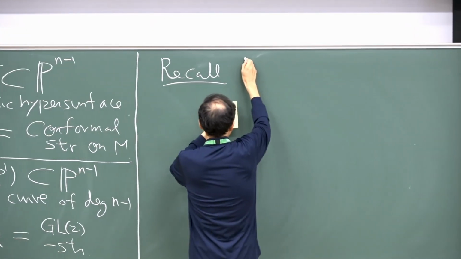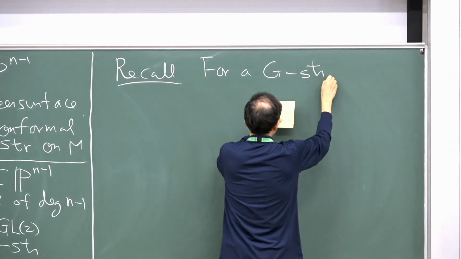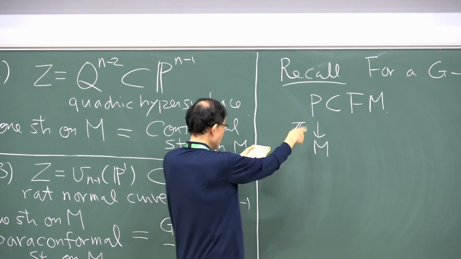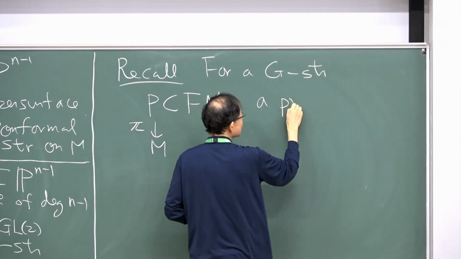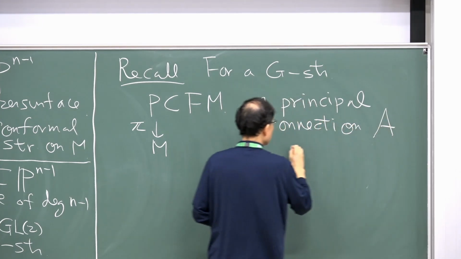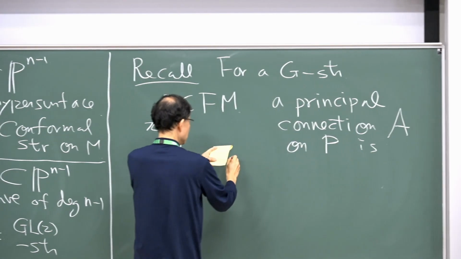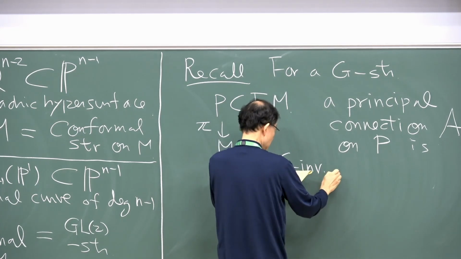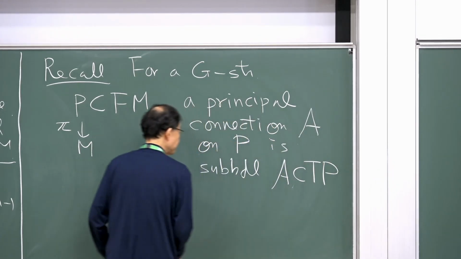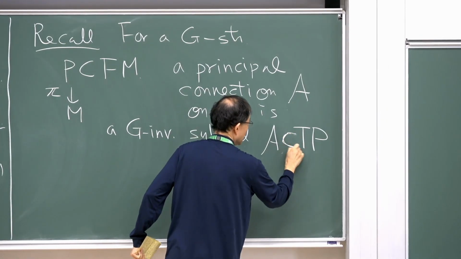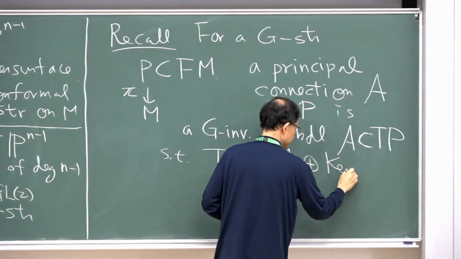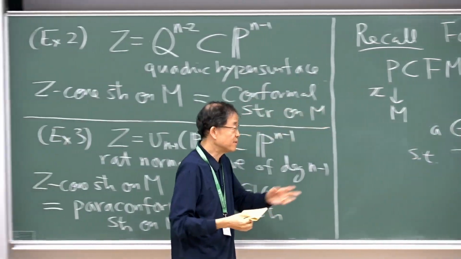Okay, let's look at this. For a G structure, so it's a principal subbundle of the frame bundle, a principal connection, which also appeared many times this week, A on P is just a G-invariant subbundle A in the tangent bundle of the principal bundle such that the tangent bundle of the principal bundle splits. That is the definition of principal connection.